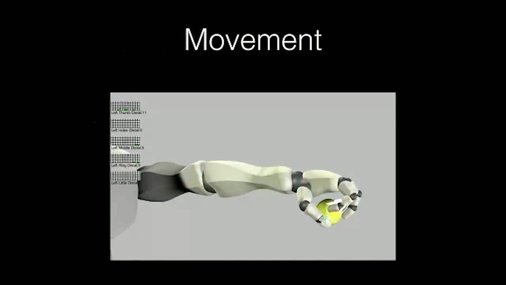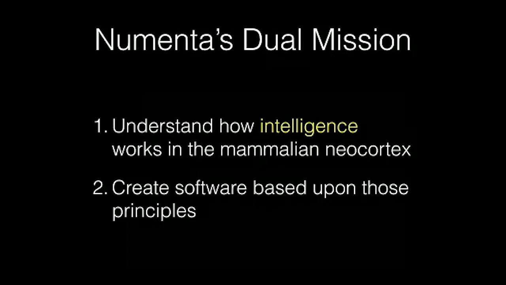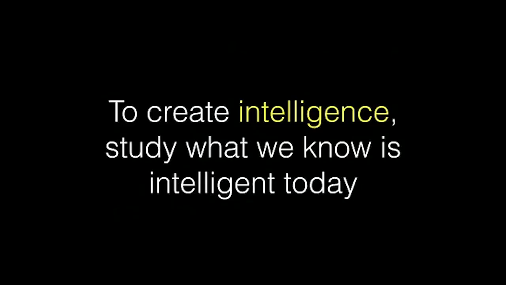So our mission at Numenta, and we've been around for over a decade now, and this has not changed. Our mission is to understand how intelligence works in the mammalian neocortex and create software based on those principles. And the reason is because we think that to create intelligence, we need to study what we know is intelligent today, and that is brains.